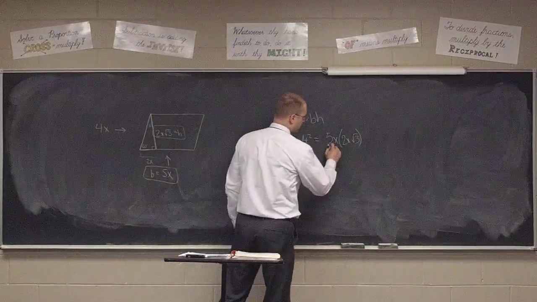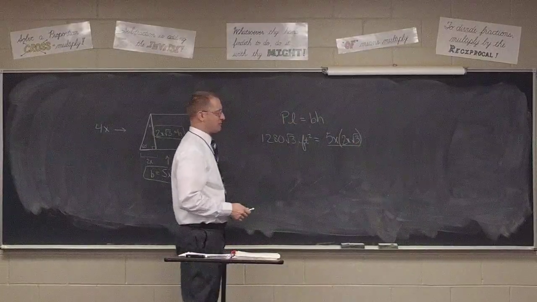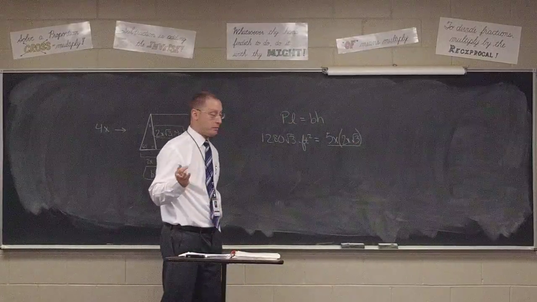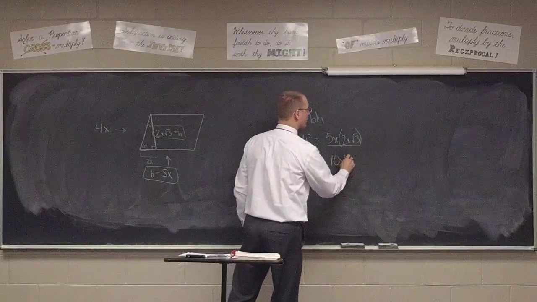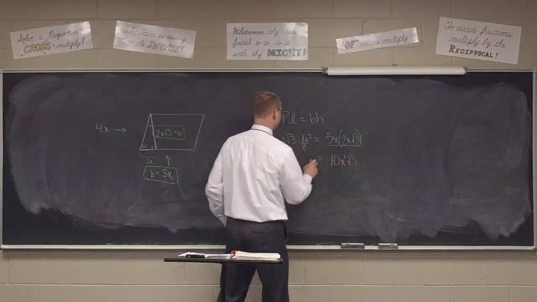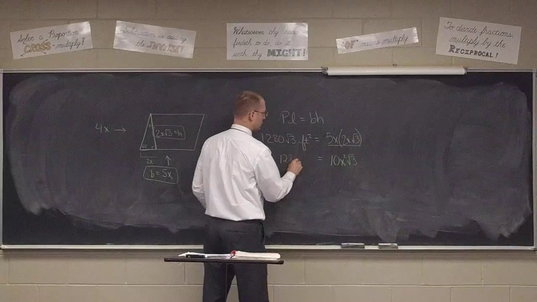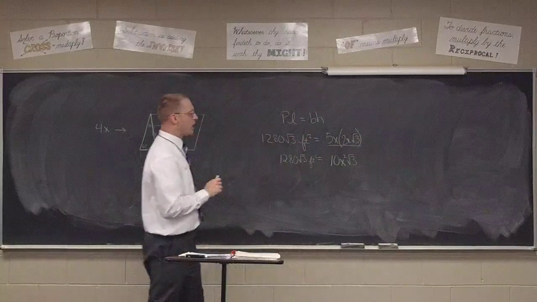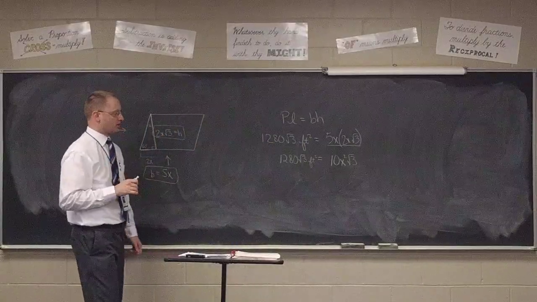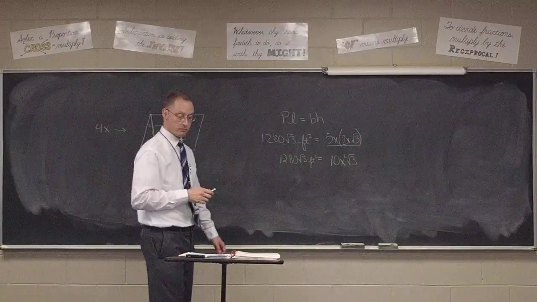What do we get when we multiply these two values together? 5x times 2x times the square root of 3. Anyone? 10x times square root of 3. Close. 10x squared times the square root of 3. I forgot that. That's going to equal 1,280 times the square root of 3 feet squared. What should we do next? Someone besides Chris? Divide by 10.